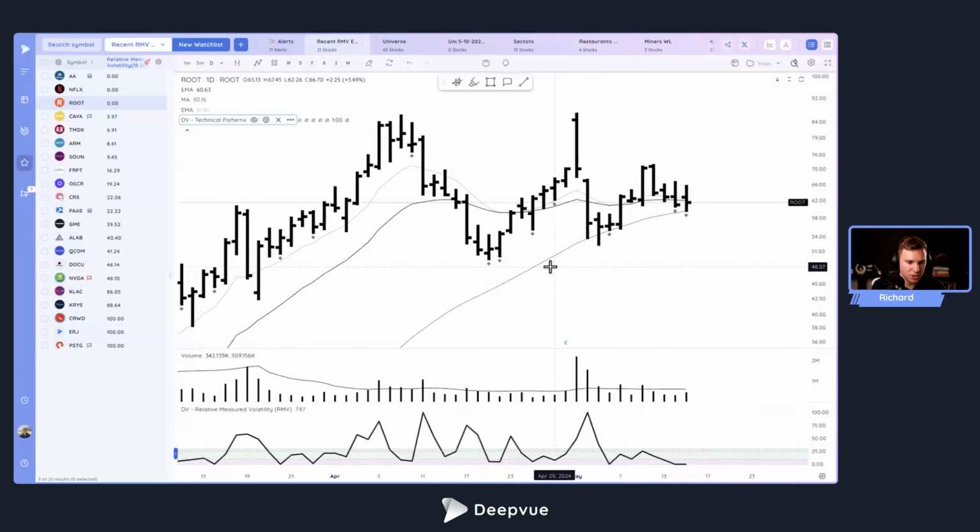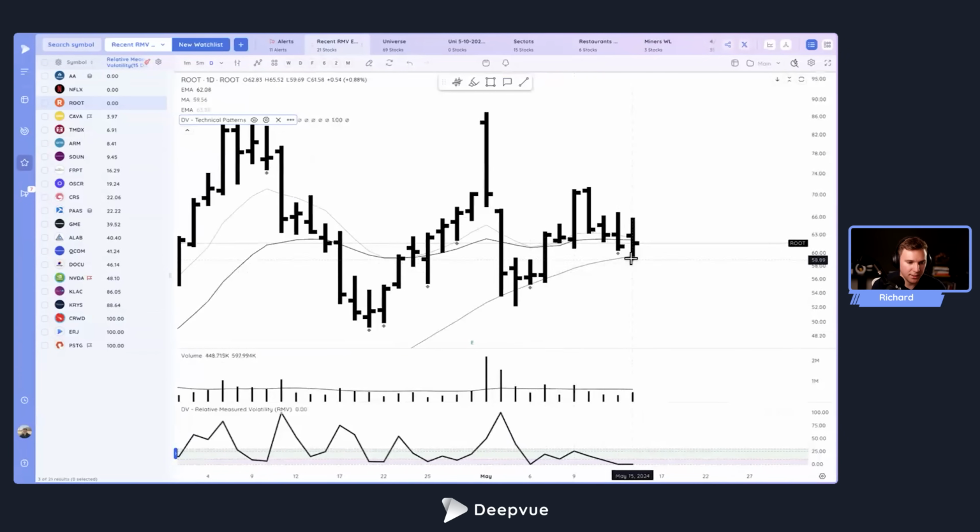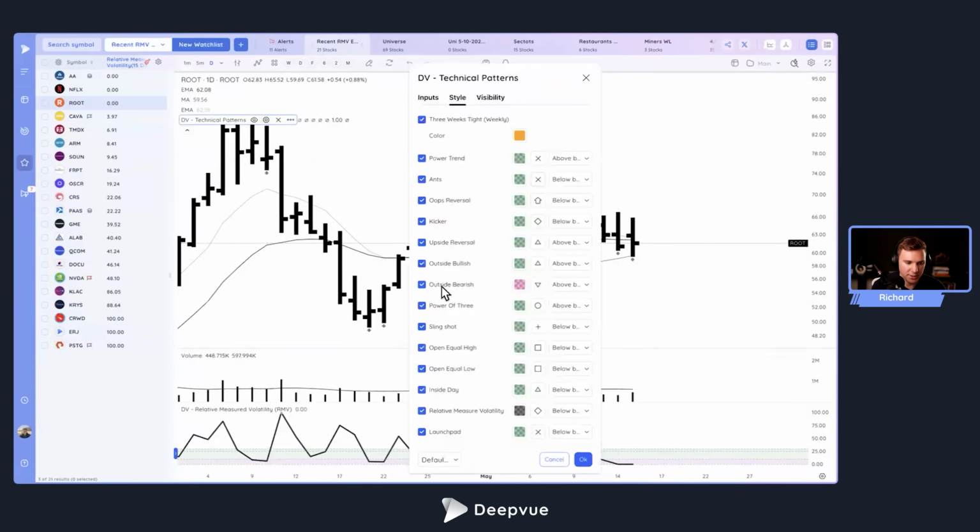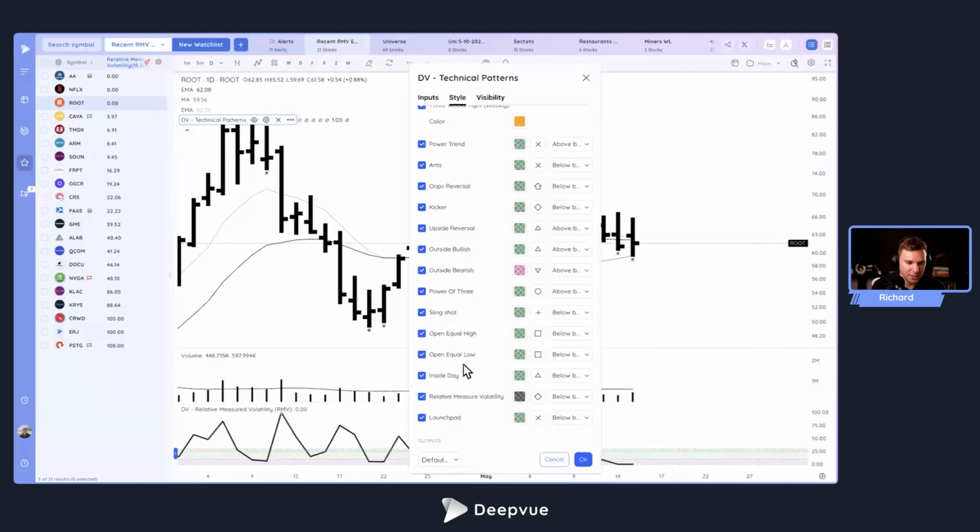So those are the two ways to set up RMV, either with the indicator or with the technical pattern. And with the technical pattern, you can see all the different patterns that we built into the platform. So there's a lot to try here, even above and beyond RMV.